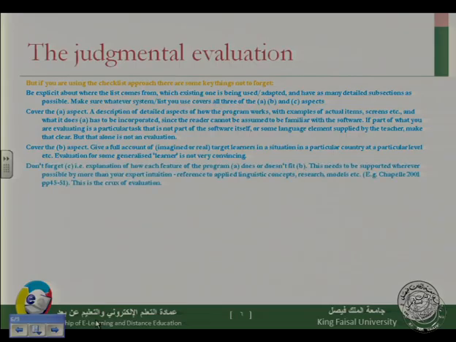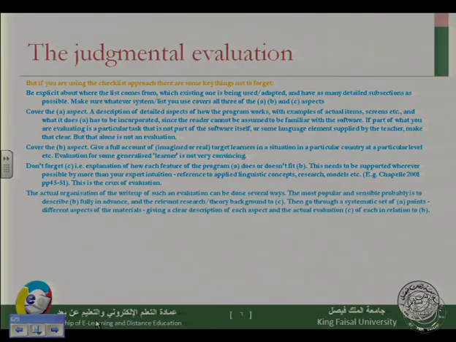Don't forget C, explanation of how each feature of the program A does or does not fit. This needs to be supported wherever possible by more than your expert intuition: reference to applied linguistic concepts, research, models, etc. So try to say, well, this would not fit my learners. Why? Because the theory of second language acquisition would say that blah, blah, blah, blah. So you need to connect all this to the theory and past literature.